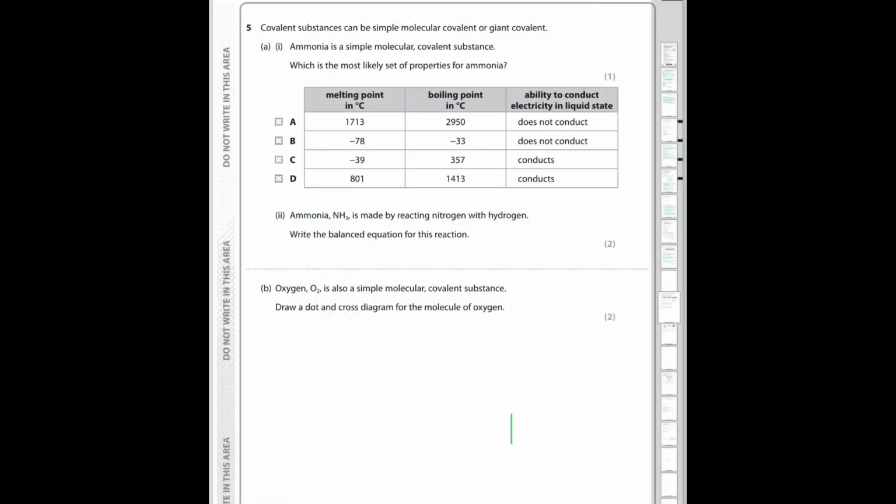Question 5. Covalent substances can be simple molecular covalent or giant covalent. Ammonia is a simple molecular covalent substance. Which is the most likely set of properties for ammonia? So if we're looking at simple covalent, they have low melting and boiling points. So it's going to be out of B and C.